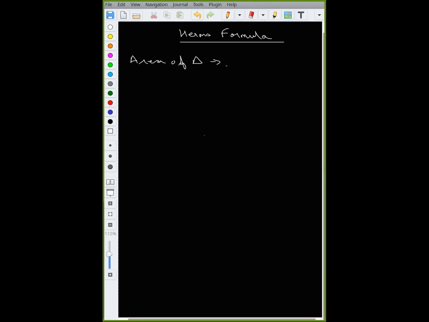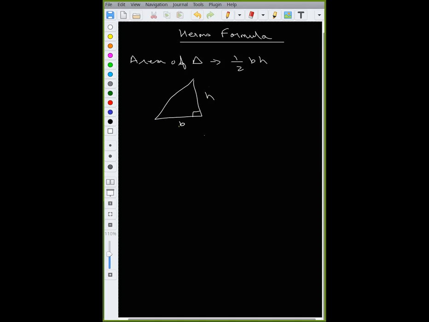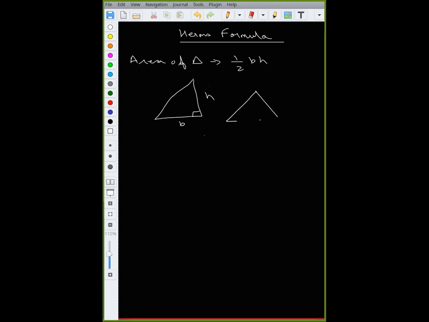Ananya, what's the formula for finding out the area of a triangle? Half into base into height. We already know this, right? But when is this applying? Only when there is a right angle triangle, right? So this will be the height and this will be the base. We cannot do it in the case of a scalene triangle.